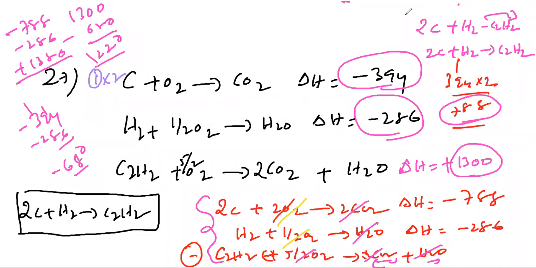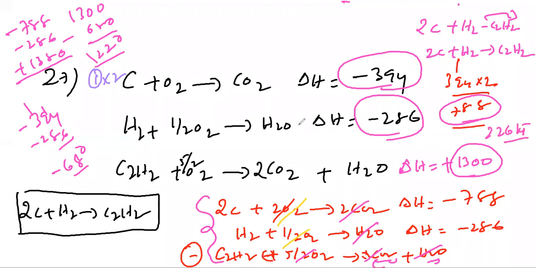Minus 788 minus 286, 1380. 226. Good. So the 27th question's answer is option 3. Understood, students? You are going to get 226 kilojoules.